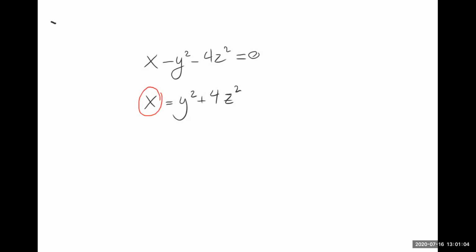So here, x minus y squared minus 4z squared equals 0. It means x is equal to y squared plus 4z squared. So this is the other type I mentioned, in which one of the variables is not squared anymore, but the other two variables are squared, right? And I think this is not the last one. This is the elliptic paraboloid.